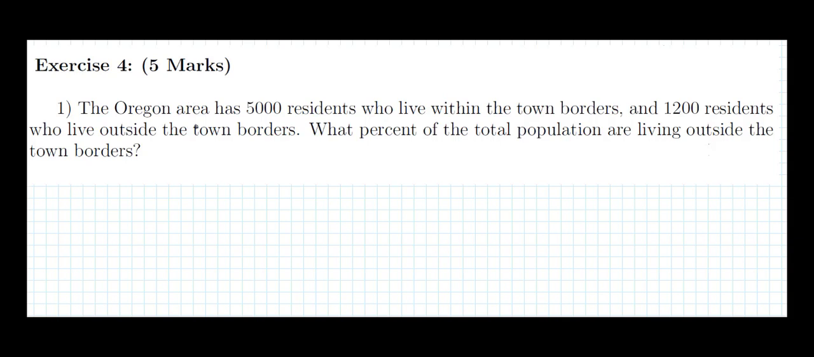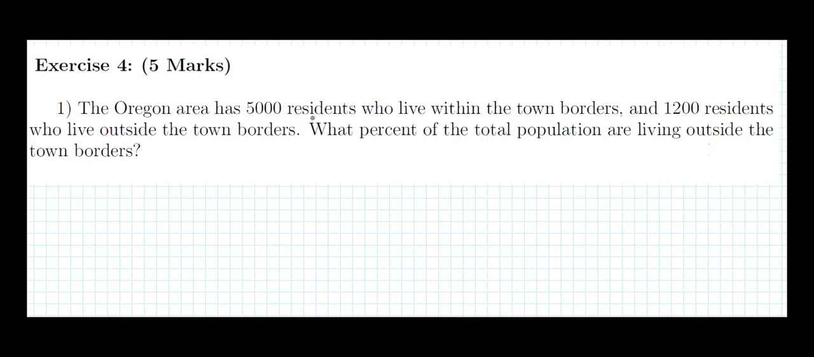Exercise number 4 is about percentages. In the first question, the Oregon area has 5,000 residents who live within the town borders and 1,200 residents who live outside the town borders. What percent of the total population are living outside the town borders?